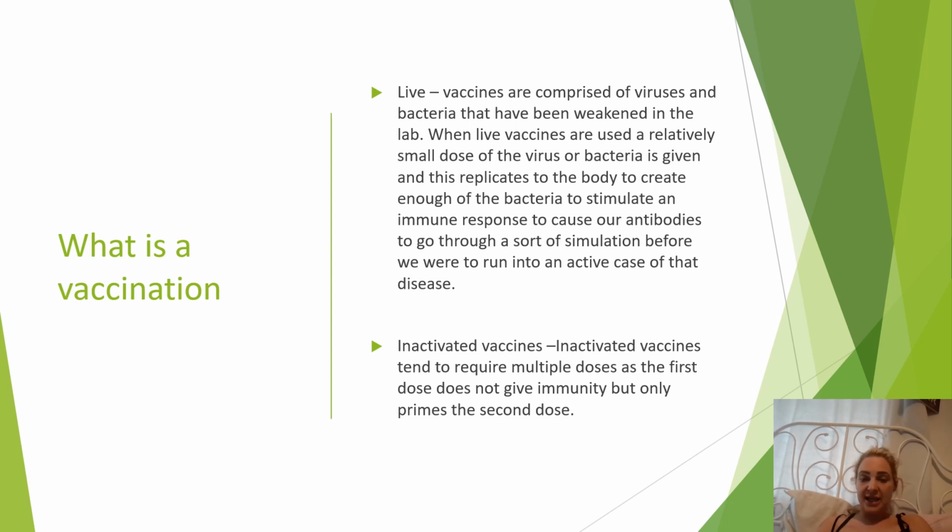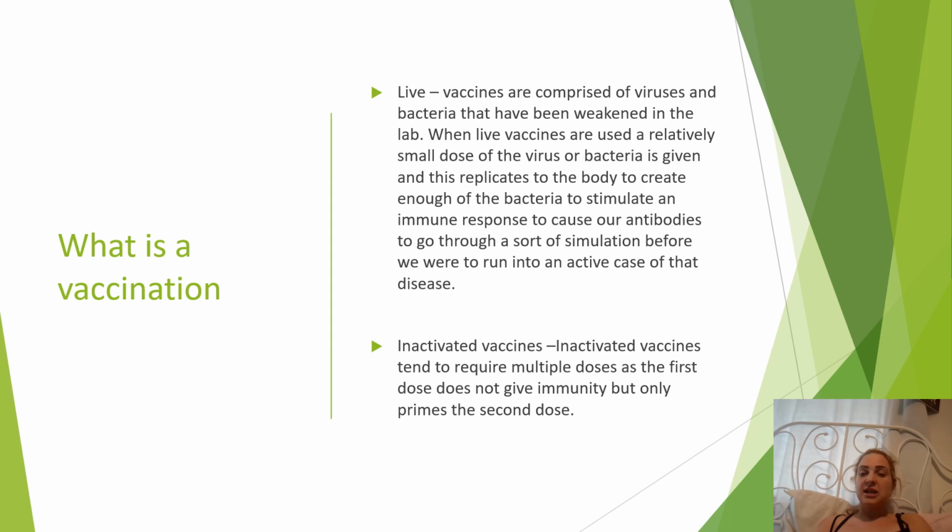So what is a vaccination? A live vaccination is comprised of viruses and bacteria that have been weakened in a lab. When live vaccines are used, a relatively small dose of the virus or bacteria is given. This replicates in the body to create enough of the bacteria to stimulate an immune response, causing our antibodies to go through a sort of simulation before we run into an active cause of that disease.